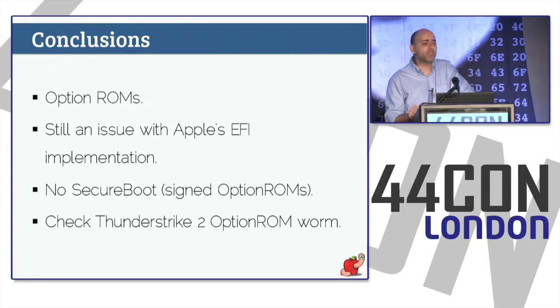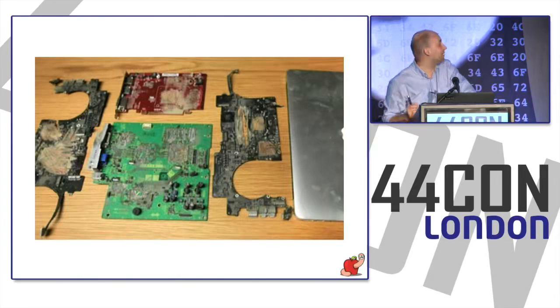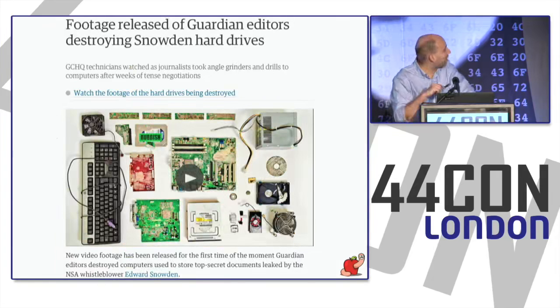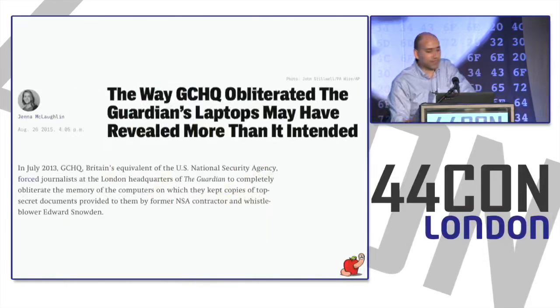Last, option ROMs, Thunderstrike 2. Trammell is still attacking option ROMs. The reason is there is no secure boot in Apple. Apple didn't port this feature because secure boot demands option ROMs to be signed. Option ROMs in Macs are not signed, so you can modify a Thunderbolt adapter, modify its option ROM, and make a worm out of it. Check the Thunderstrike 2 presentation. They built a worm. You plug in an infected computer, and you start distributing a physical worm through all other computers. So don't share the Thunderbolt adapters. If you follow this, this is the thing from GCHQ destroying the computers, from The Guardian.